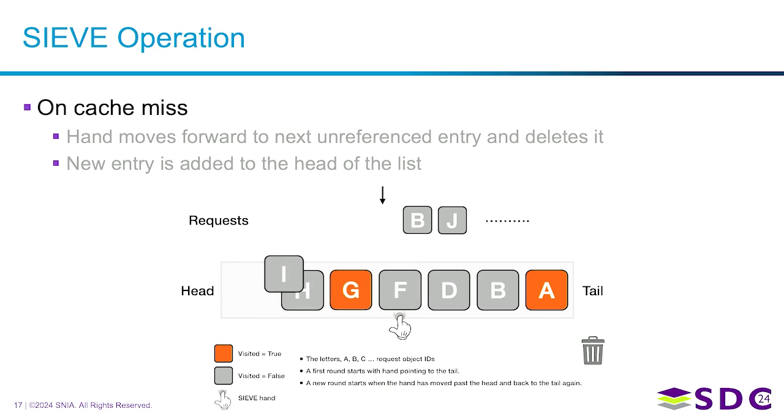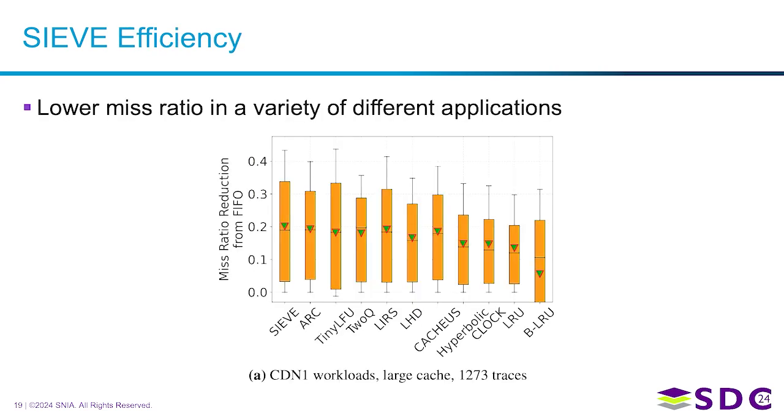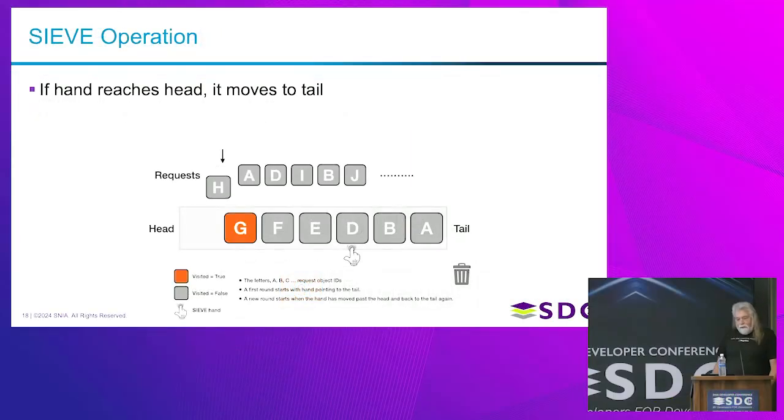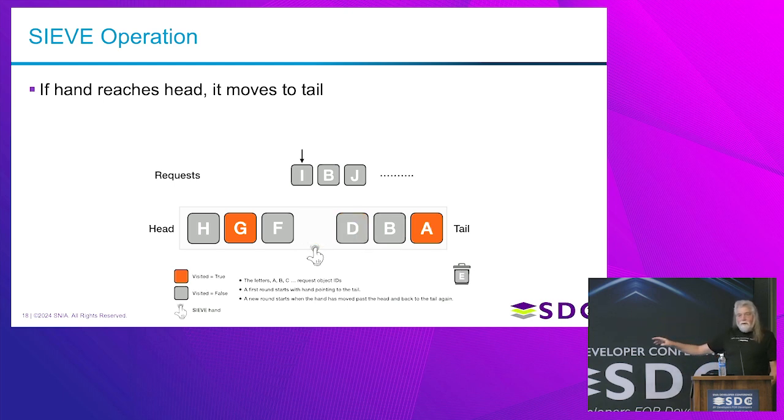And very simply, when you reach the head of the queue, the pointer simply moves back to the tail and repeats the process over and over as it's going by. So hopefully the graphic helps explain it a little bit. The orange means that something has been referenced. The gray means that something is unreferenced.